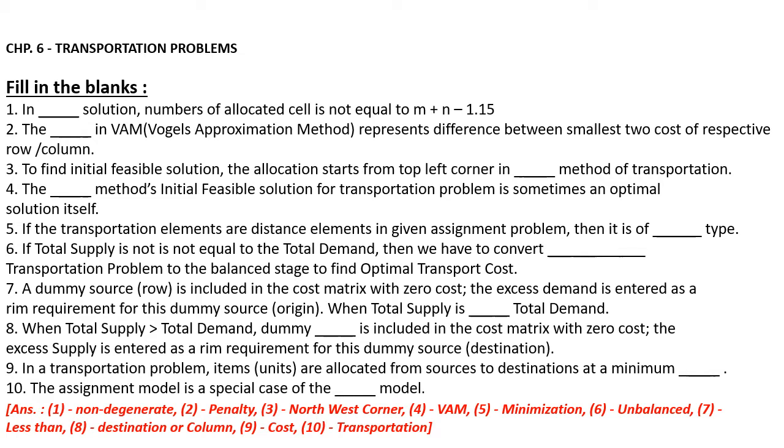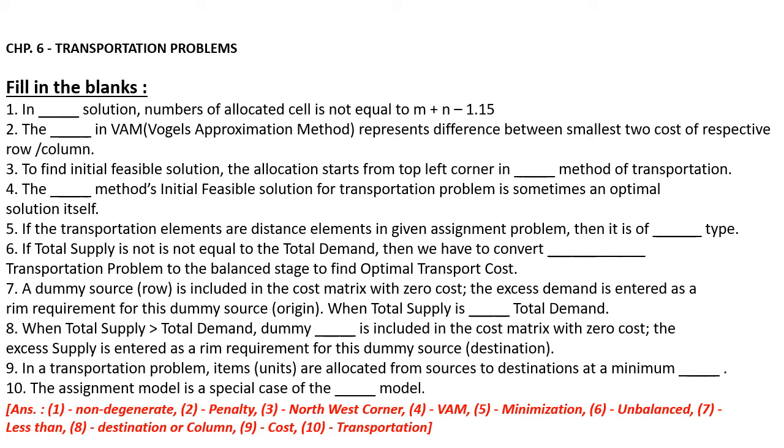problem to a balanced state to find the optimum transportation cost. Correct answer, unbalanced. A dummy source is included in the cost matrix with zero cost. The excess demand is entered as a rim requirement for this dummy source when the total supply is dash total demand. The correct answer, less than.